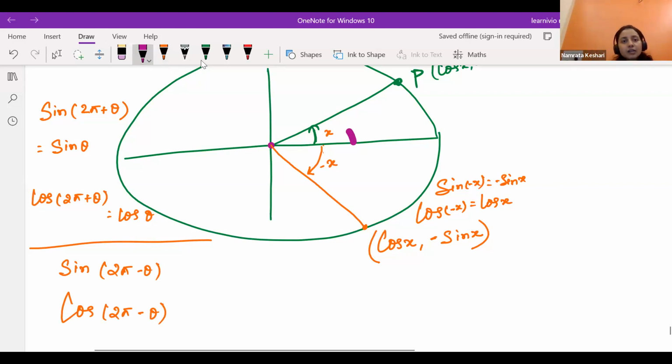That means the angle will be over here in the fourth quadrant. Here complete is 2 pi, and minus theta means just somewhere here. That's 2 pi minus theta. Yes or no?